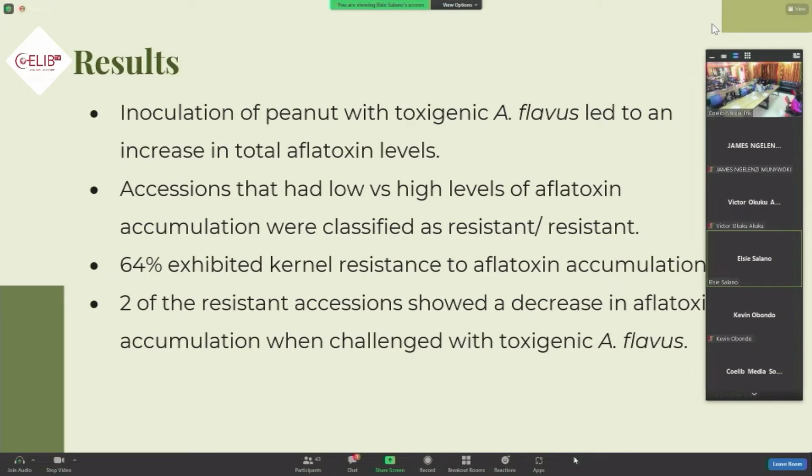In total, out of the 25 accessions that were tested, 64% exhibited kernel resistance to aflatoxin accumulation, whereas the rest were susceptible. Two of the resistant accessions exhibited a very unique phenomenon in that instead of having high levels of aflatoxins after inoculation, the levels tended to reduce, and this was a unique phenomenon that is yet to be reported.